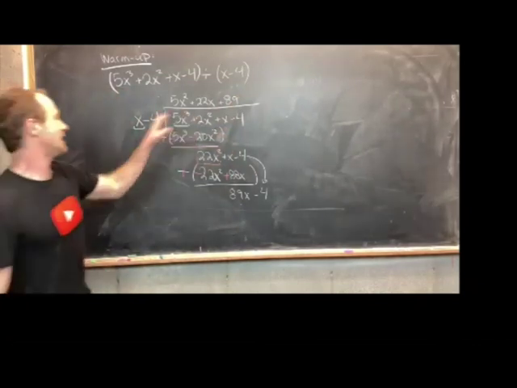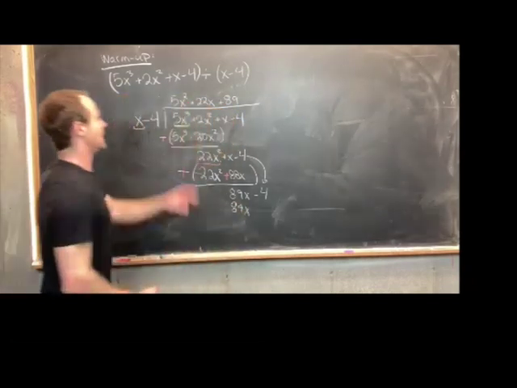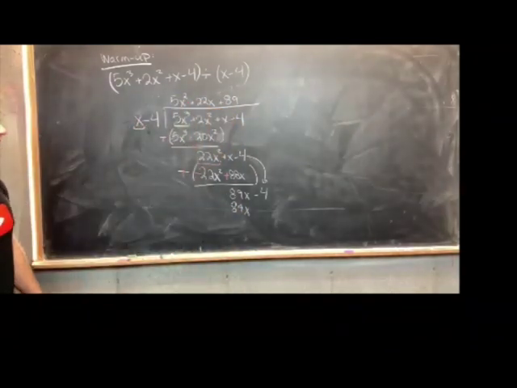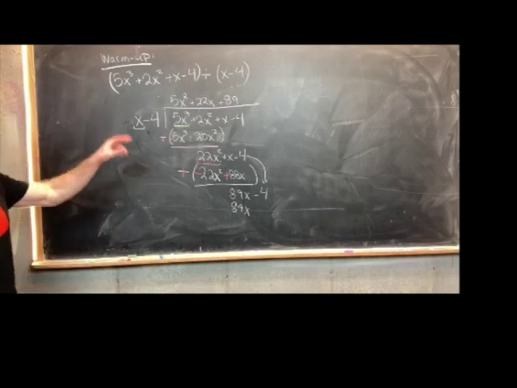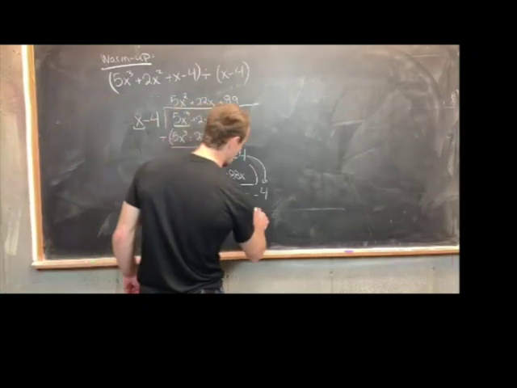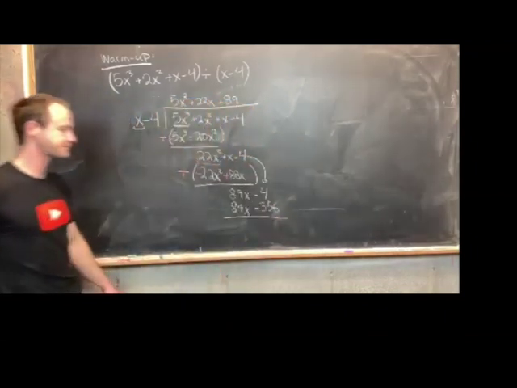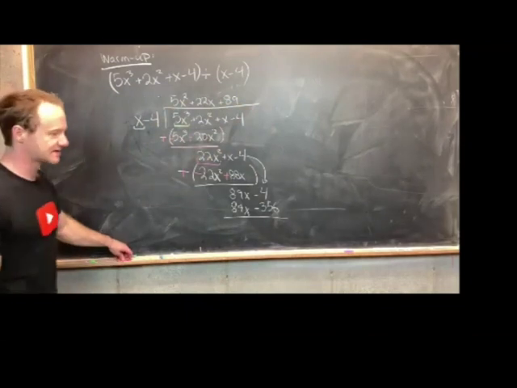Now 89 times x is 89x, that's the whole goal. And then 89 times negative 4, well, let's see. 90 times 4 is 360, so it's going to be 356. So it's going to be negative 356. And now we group and subtract.